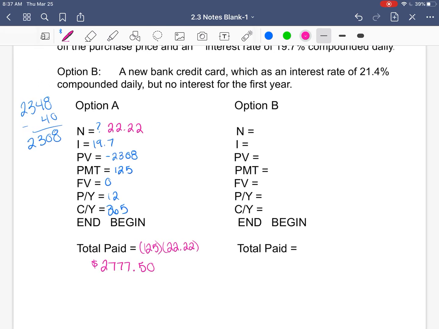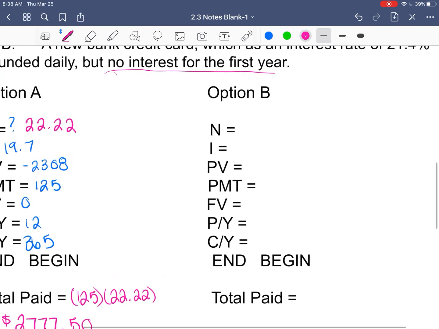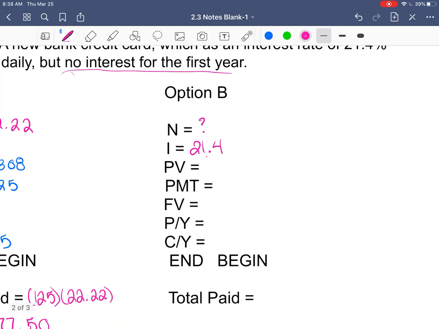Okay, on to scenario 2. So he's got a new bank credit card, which has an interest rate of 21.4% compounded daily, but no interest for the first year. So that no interest for the first year is kind of what's going to spice up our questions. So N, we don't know. We're going to look for how long he is going to pay. The interest rate on this credit card is a whopping 21.4%. So then we want to figure out our present value. So he is making payments for the first year, but we don't know what those are. So I'm going to do math on the side, because for those of you who are on the app, you're going to have to do it on the side.